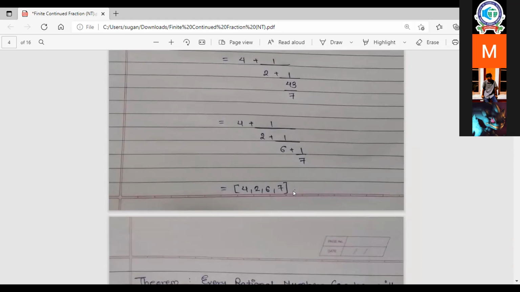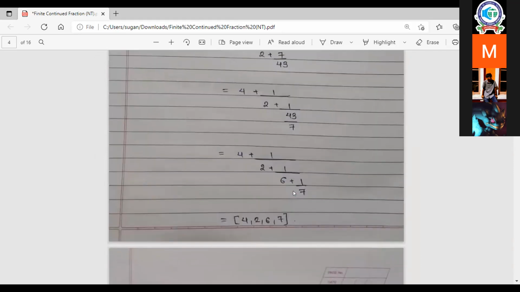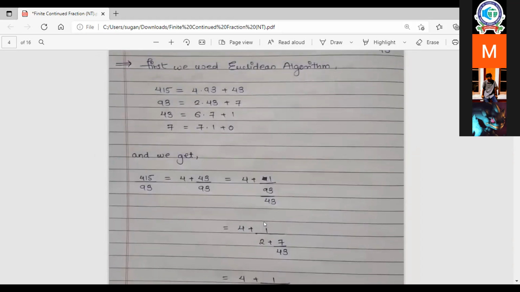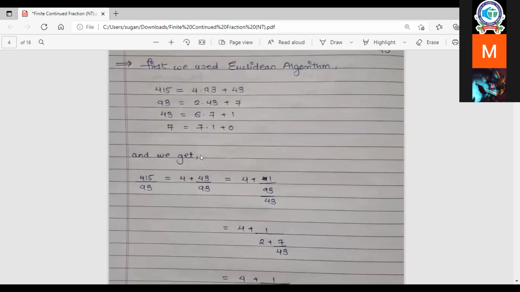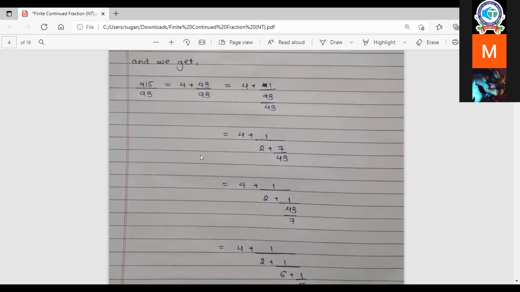Note that there is also a connection here. We get the continued fraction 4, 2, 6, 7, and if we look at the Euclidean algorithm, we get the same terms in it. So here we can conclude that the Euclidean algorithm has a connection with these coefficients of the continued fraction. This is how you can compute the continued fraction for a rational number.